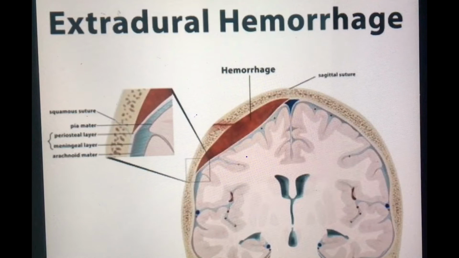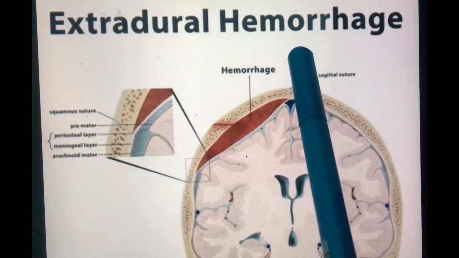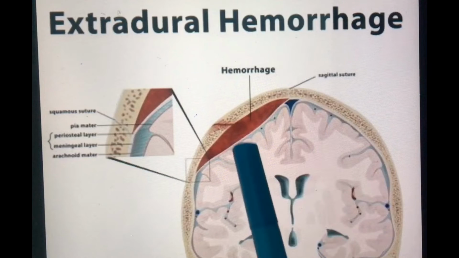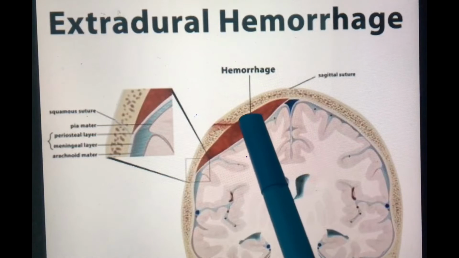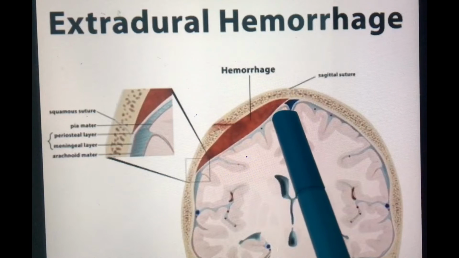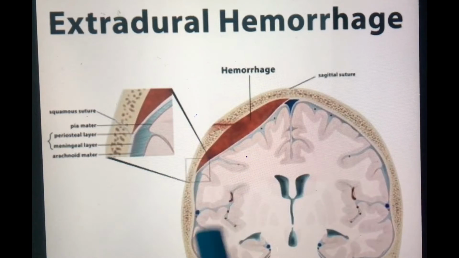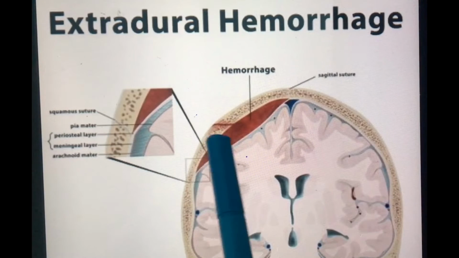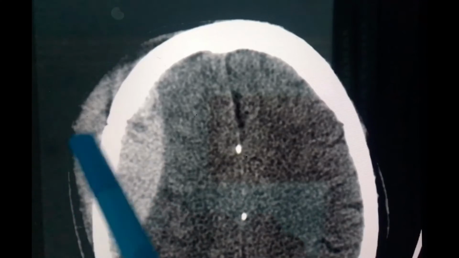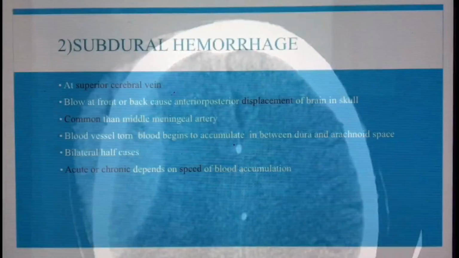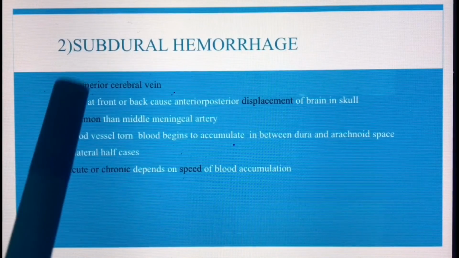In this picture, you can see the extradural hemorrhage. As I told you, the extradural hemorrhage is the hemorrhage or blood accumulation between the inner surface of the skull and the outer layer of the dura mater. You can also see in this picture there is a fracture line. If you see in this radiograph, there is soft tissue swelling and accumulation of blood under the soft tissues. The second is subdural hemorrhage.